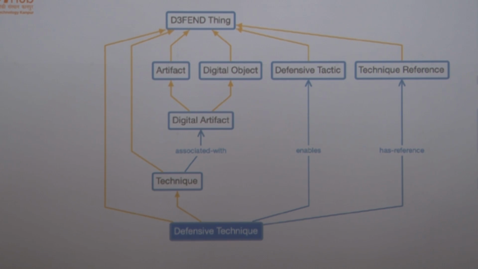Now you see that a defensive technique enables, like we know that techniques enable tactics, right. So that's why you have techniques under tactics. So a defensive technique will enable a defensive tactic, and a defensive technique usually has a reference. This is the documentation of the defensive technique, that is the technique reference, right. And they are also different things, they are part of the D3FEND knowledge base. So this is what they call the core knowledge model.